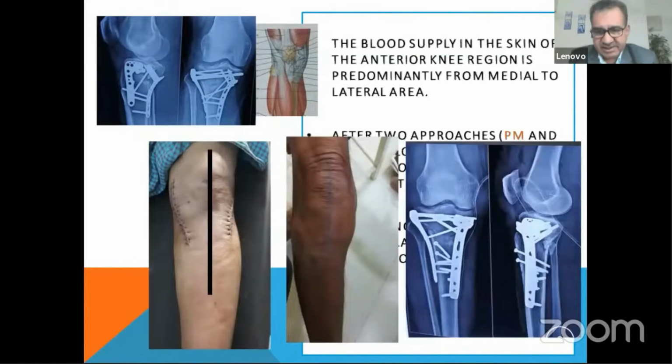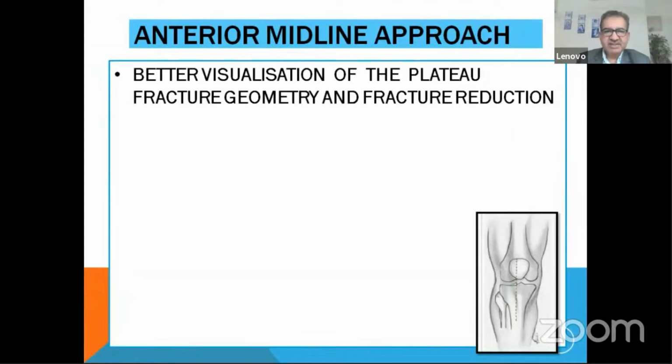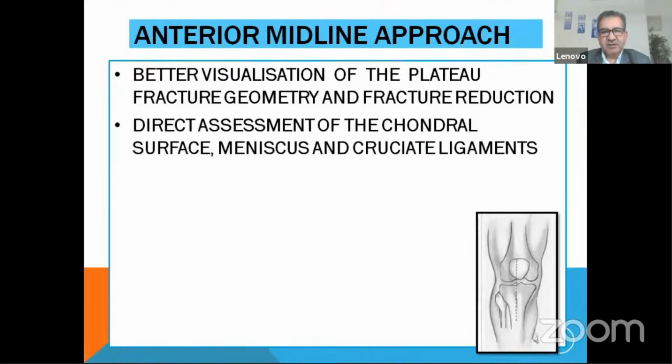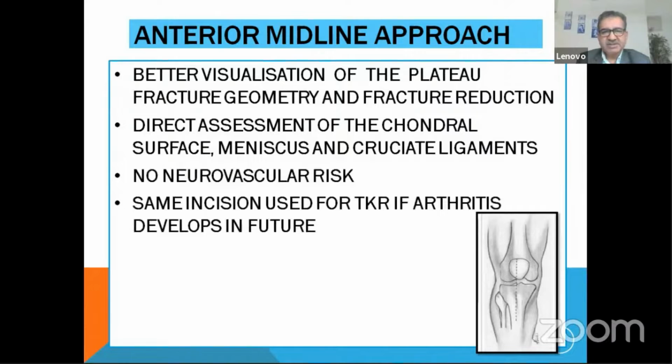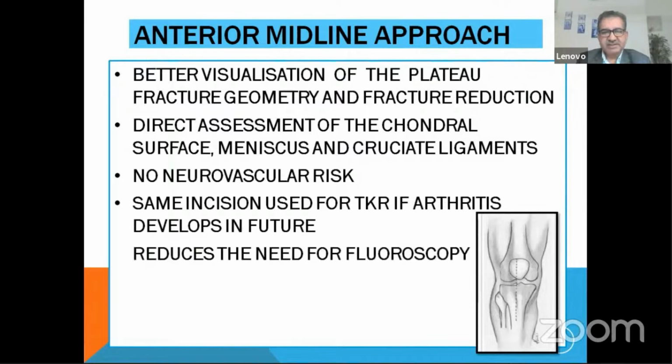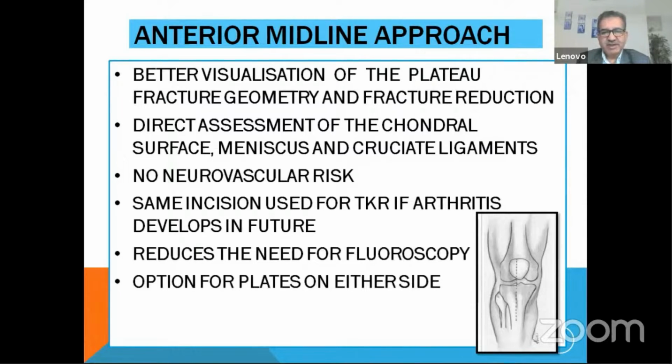Whereas if you have a case where an anterior midline approach has been taken, and the patient, an elderly gentleman, requires arthroplasty in the near future, probably things would be easy. The things would heal well. So with the anterior midline approach, there is better visualization of the plateau fracture geometry, and accuracy of fracture reduction. There is direct assessment of the chondral surface, meniscus, and cruciate ligaments. No neurovascular risk. The same incision can be used for TKR, as we have already discussed. Less need for fluoroscopy, and you have the option for two plates on either side.